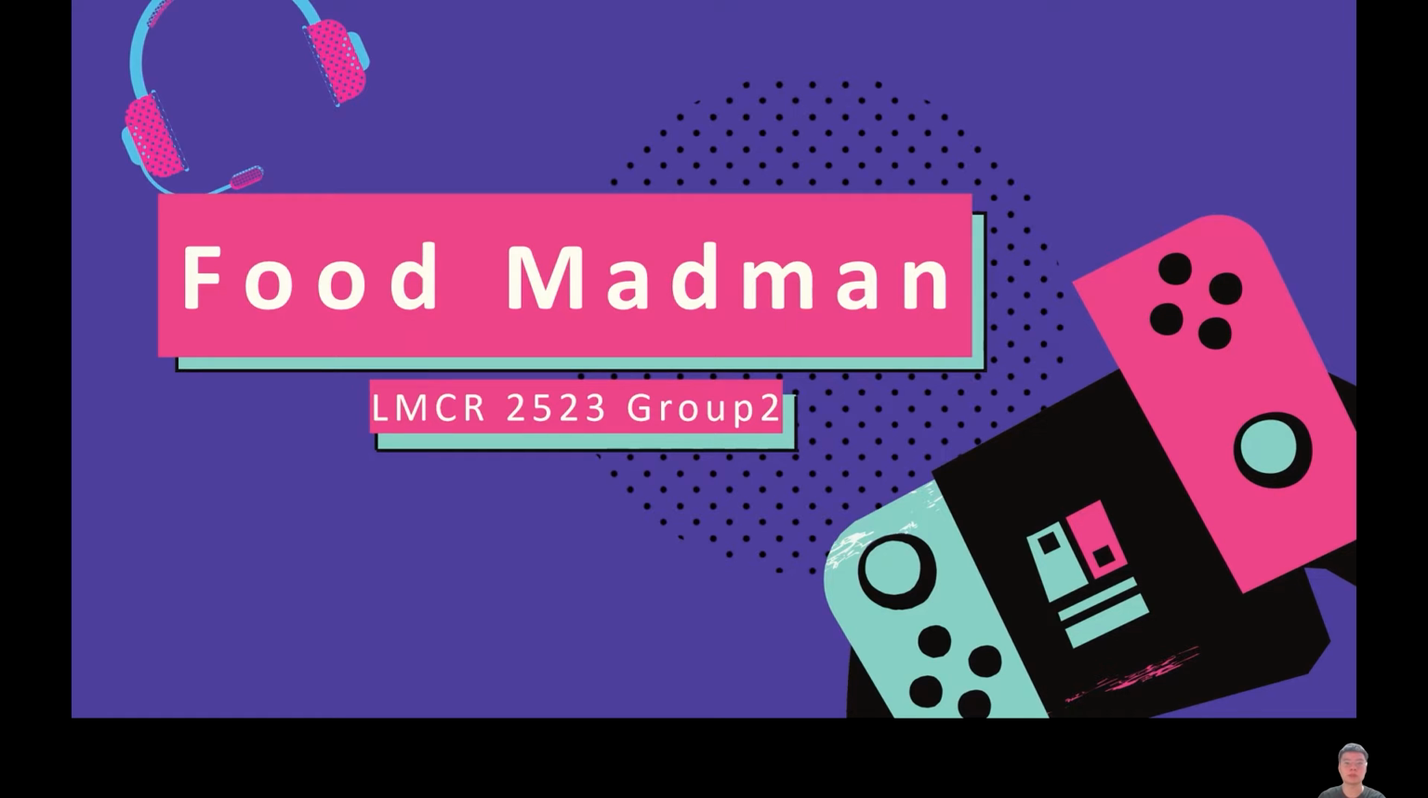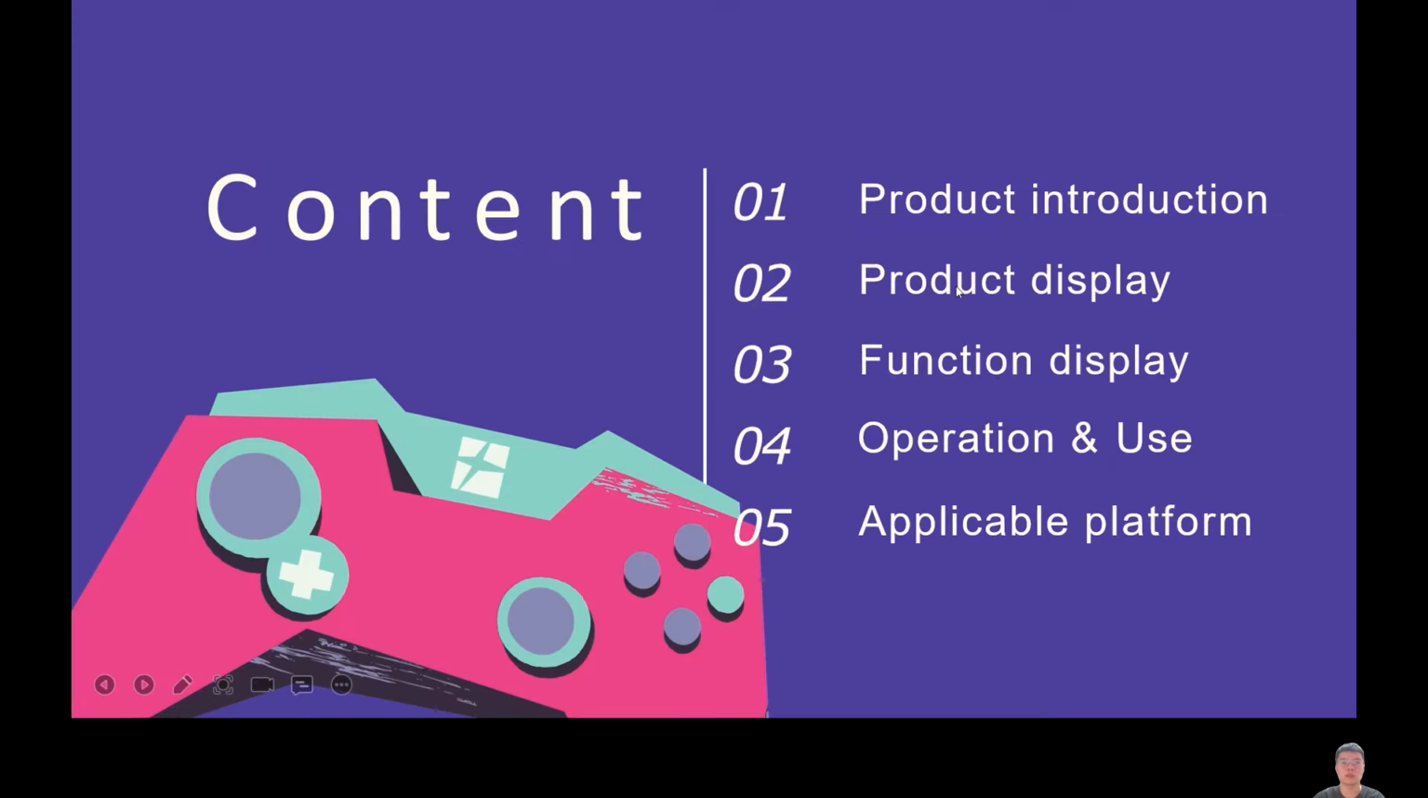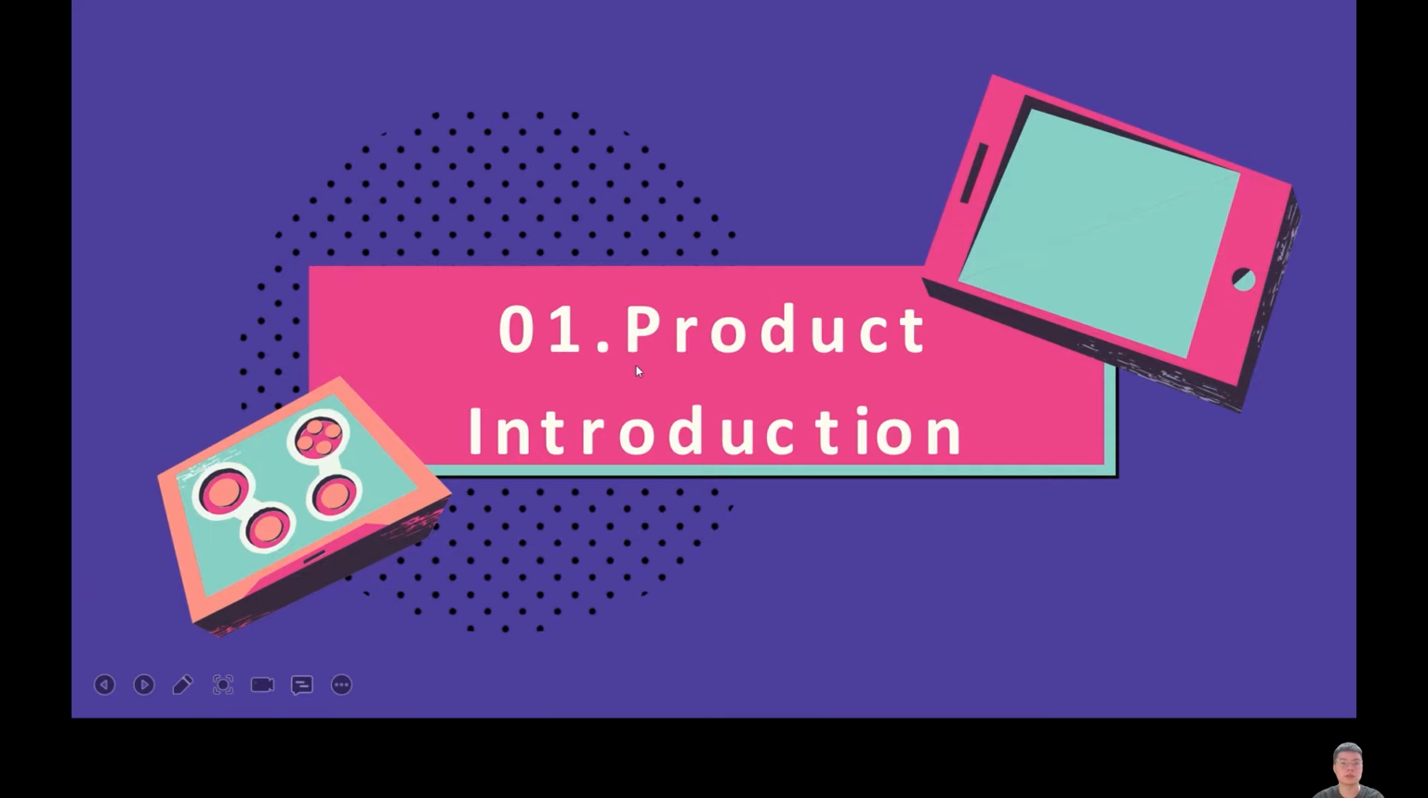Today our group is going to introduce the game project Food Management. We will divide the introduction into 5 parts: product introduction, product display, function display, operation and use, and applicable platform. First of all, I will introduce the first part, the product introduction.